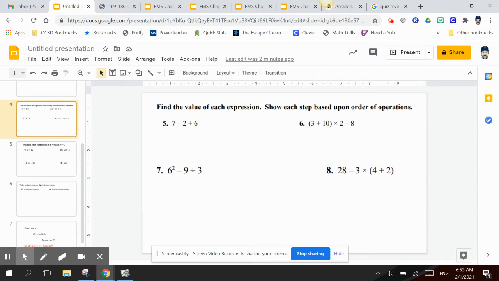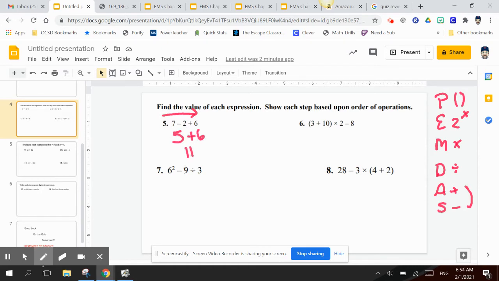Find the value of each expression. Show each step based upon the order of operations. So again, my order of operations, I have PEMDAS off to the side, where it means parentheses, exponent, multiply, divide, add, and subtract. So number 5, 7 minus 2 plus 6. Remember, addition and subtraction are like brother and sister. They go together. So if they go together, we go from left to right to solve. So I have 7 minus 2, which is 5. 5 plus 6 is 11.